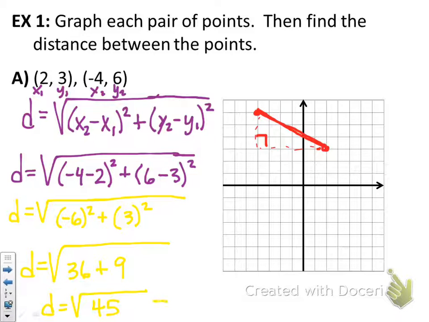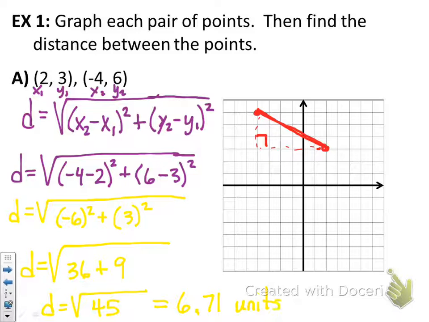But let's go ahead and, since it's not being specific, it's not telling us to leave it in radical form, let's go ahead and find the decimal value of this. So push square root of 45 in your calculator, and you get 6.71 units. We're not talking about inches here. We just are units on a coordinate plane.